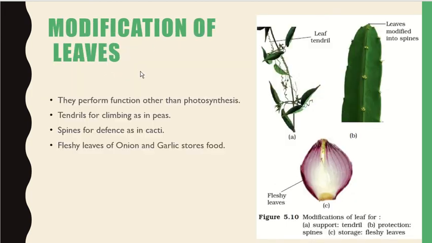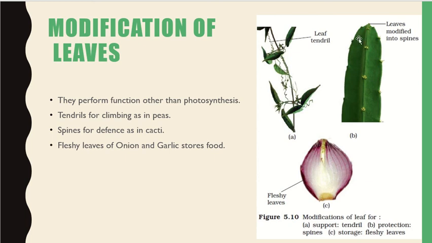Now the modification of leaves. Basically they perform functions other than photosynthesis. As you all know, the leaves perform the function of photosynthesis. So these modifications perform functions other than photosynthesis. So the first example is of tendrils. These are for climbing, as in peas.